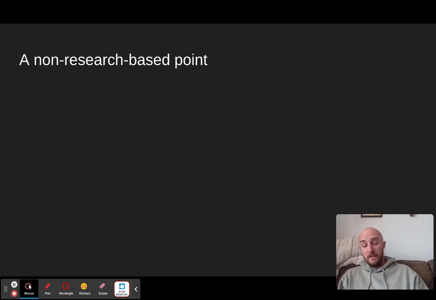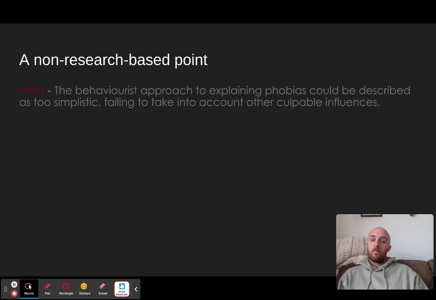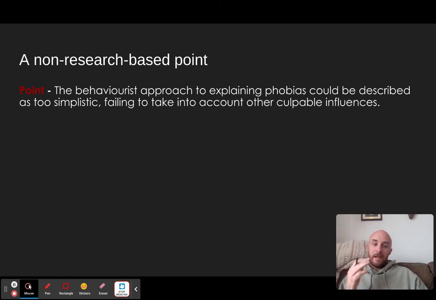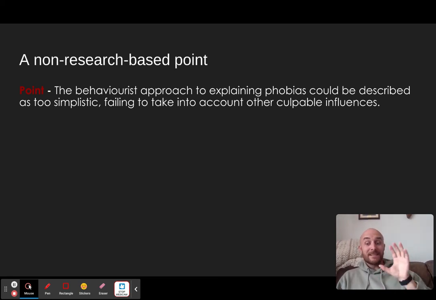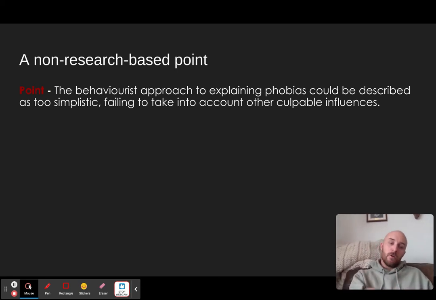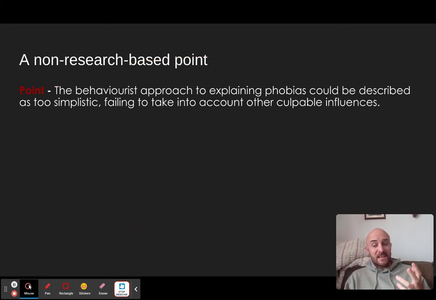Now, I can't remember these points. It was a while since I copied them on, but I'm guessing we're going to have a 1-sentence point at the beginning, and in this case, it is about explaining phobias, right? Short and snappy. The behaviorist approach to explaining phobias could be described as too simplistic, failing to take into account other culpable influences. What I'm saying there is reductionist. That is basically what I'm saying. But I haven't used the word reductionist because I want to use it later on. So I've rephrased it in a way. This is what we're talking about, skill.